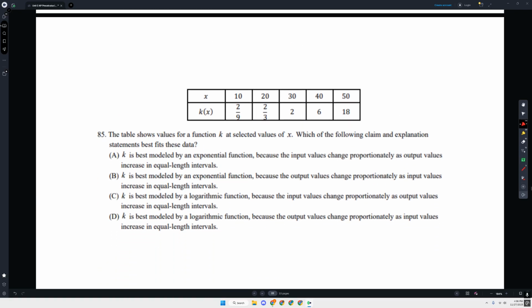For 85, it's a similar idea, but now we're multiplying by 3 each time, and we're adding 10. So that means it's an exponential because our output values are changing proportionally and our input values are changing by equal length intervals.